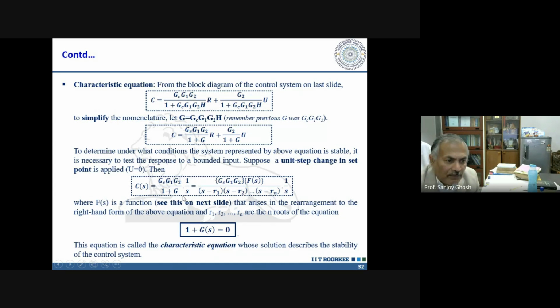Okay. So 1 by S, and look at it, if I put all the values here, those corresponding values I have shown you, then this kind of equation will come. I'll come to the details. And this is S minus R1, this R1, R2, R3, Rn are the roots of the equation.